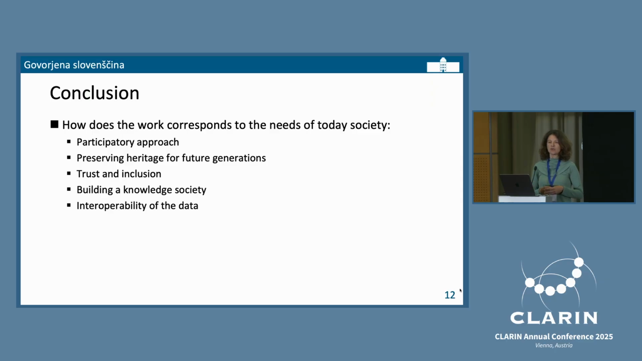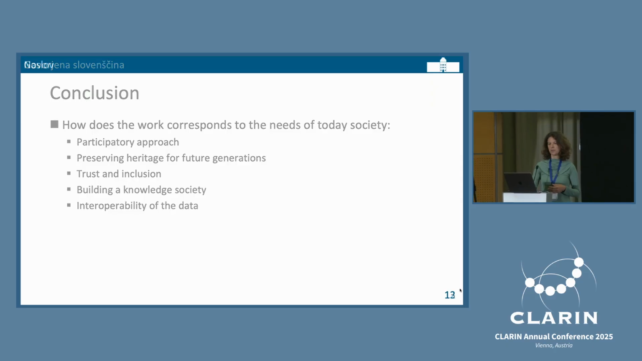And last but not least, we put very much attention to collect and prepare the data in a way that it can be used by as many scientific disciplines as possible. So this is not to collect the data just for linguistics or just for technology or just for logopedics, but to collect the data in a way that it can be used, ideally, by all of these disciplines.